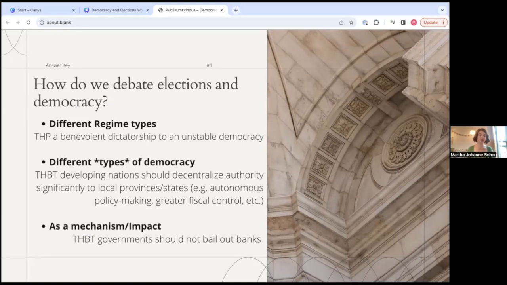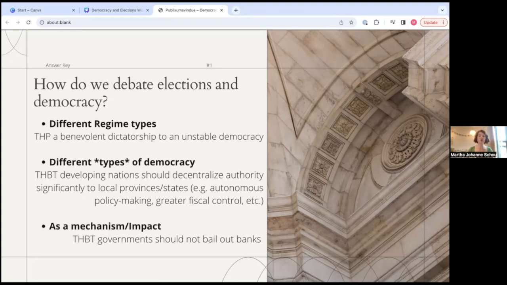This could be such a thing as this house prefers a benevolent dictatorship to an unstable democracy. This is a debate that I've had to do, especially very early in my debate career, where I was like, how can you even debate such a thing? Of course it has to be democracy. But again, young and naive. And I'll talk more about how that is actually a very balanced motion and how that's possible to debate later on.